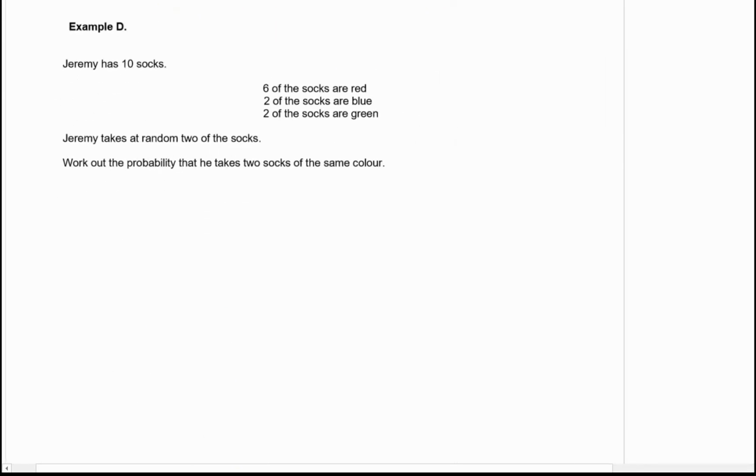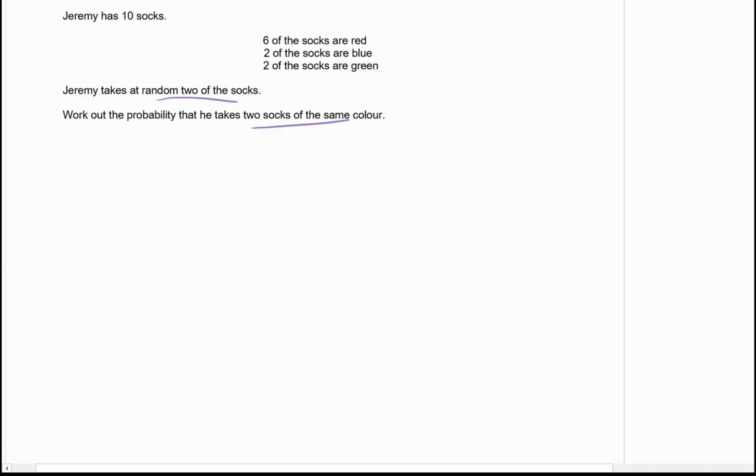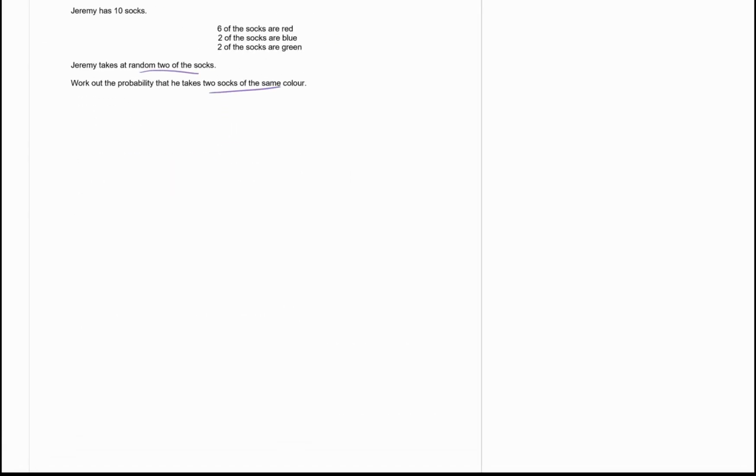Last example. This is roughly the same as the previous one, to be honest. Jeremy has 10 socks. He takes at random 2 of the socks. We're going to work out the odds he gets 2 socks the same colour. I'll go through this one fairly quickly. So, I have socks that can be red, blue and green. And even though he's taken 2 socks, we're going to assume he's taking them one at a time. There's no reason I can't do this. It just makes my maths a lot easier.